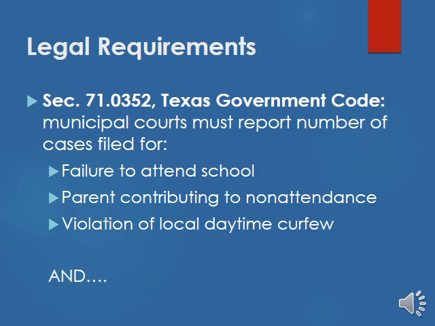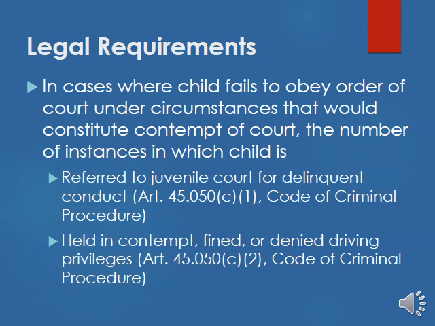Another legal requirement is found in Section 71.0352 of the Texas Government Code, which outlines some requirements in regards to juveniles for failure to attend school, parent contributing to non-attendance, violation of a local daytime curfew, as well as in instances where a child fails to obey a court order that would constitute contempt of court. There is a requirement to report the number of instances where the child was referred to juvenile court for delinquent conduct, and when they are held in contempt, fined, or denied driving privileges.